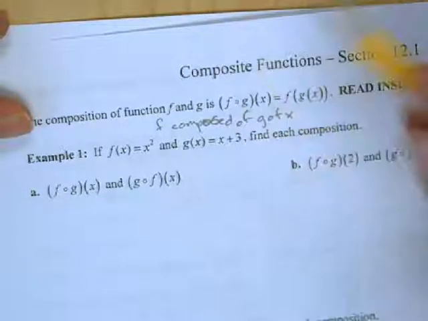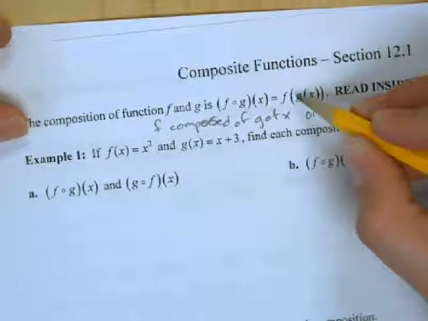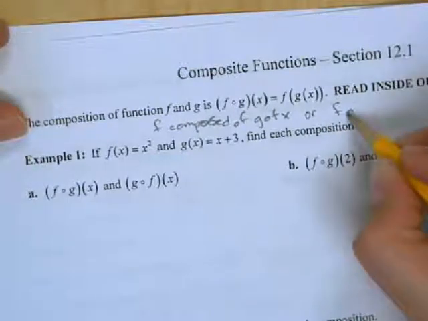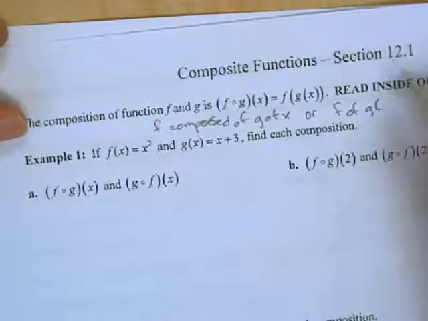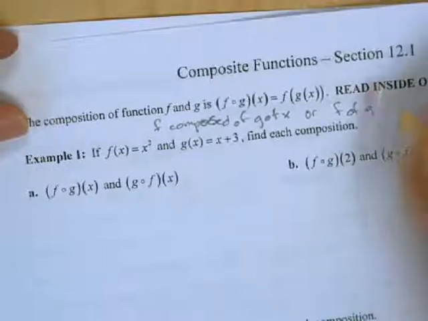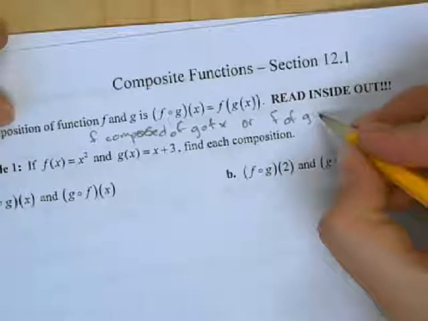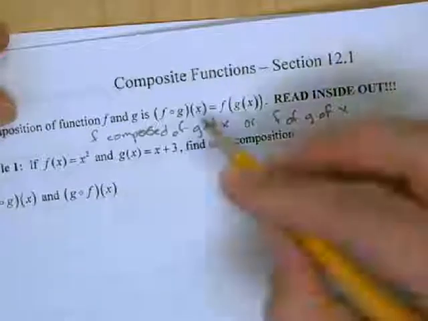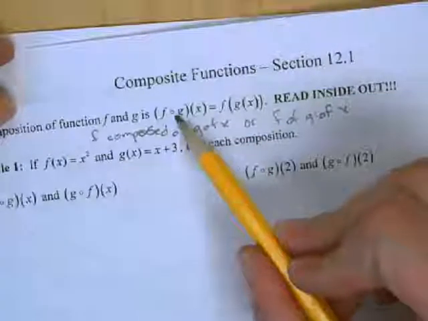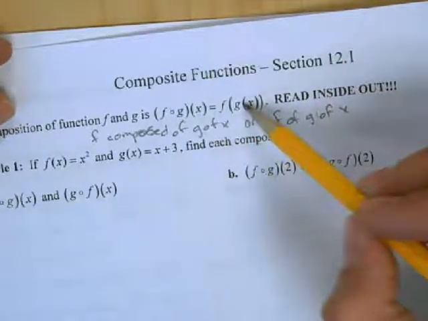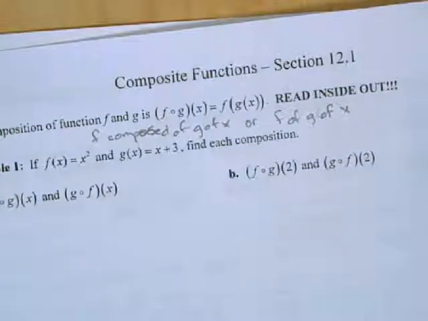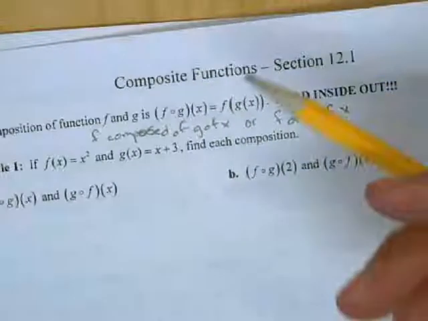Okay, we can also write it F of G of X. Sorry, I started doing the mathematical term there. F of G of X. Okay, all of this stuff means the exact same thing. F composed of G of X, or F of G of X. Composed, of course, means we're making something out of something else. That's kind of what composition is all about.